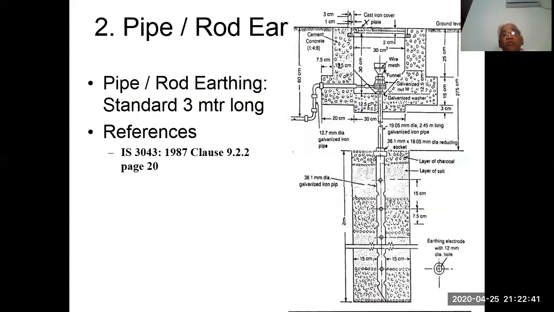Now, pipe or rod earth. Generally the standard is 3 meters long. That means approximately 3 meters will go into the ground completely. Generally, we leave another 6 inches of material outside for connecting the crossbar and other items to this.